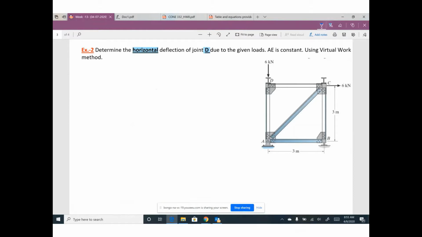First step, we need to solve the truss due to the given load. So go back to chapter 3. We have a truss with given load. So we have reaction here, YA. I think reaction XA will be in this direction.